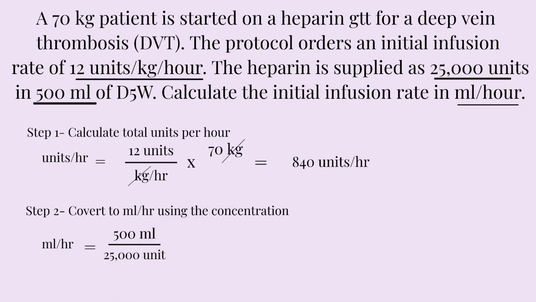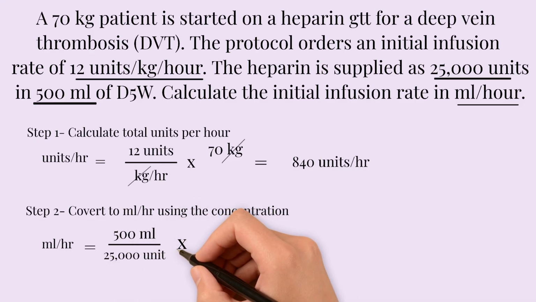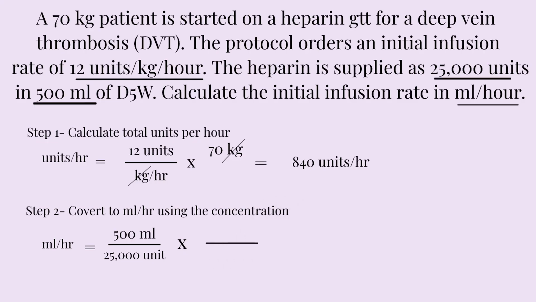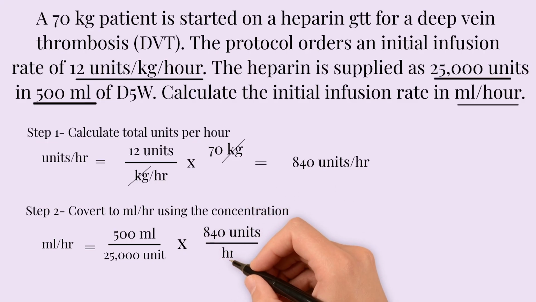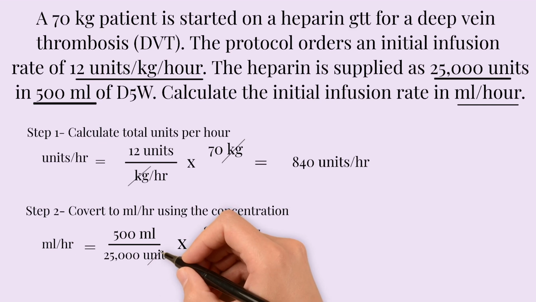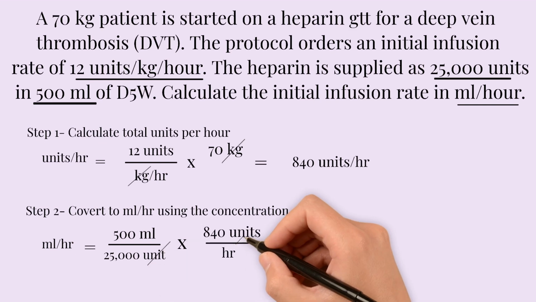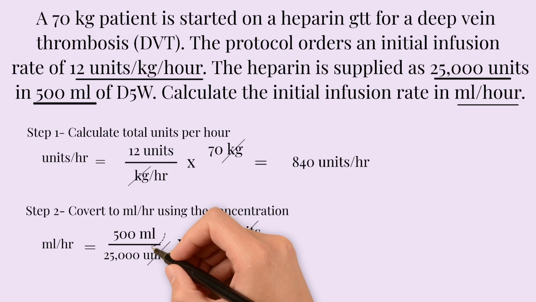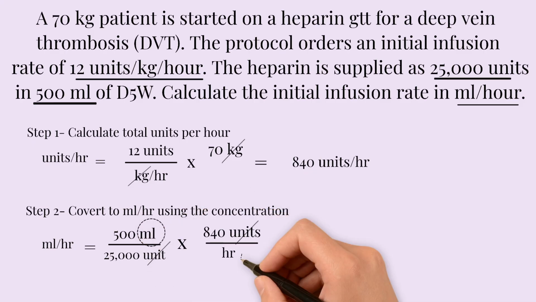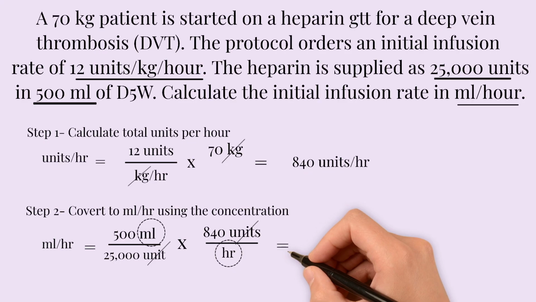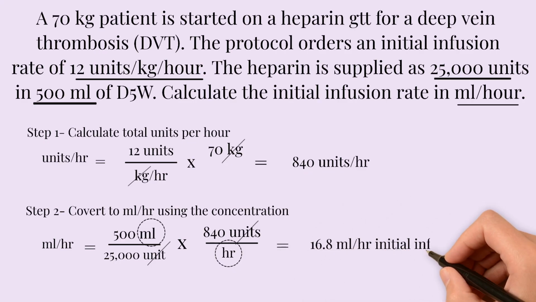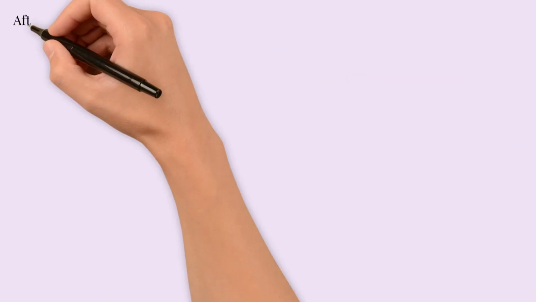So we'll multiply that by the units per hour we got, canceling out our units, and we'll be left with mLs per hour. So add the 840 units per hour, cancel out our units, left with mLs per hour. So our final answer for this question is 16.8 mLs per hour. Okay, let's go on to the next one.